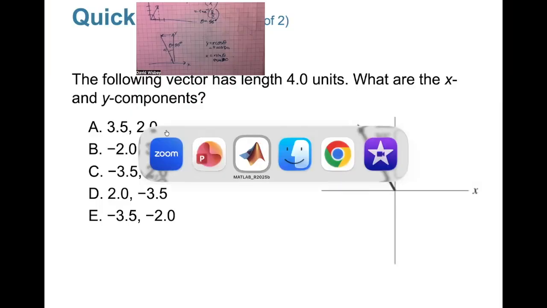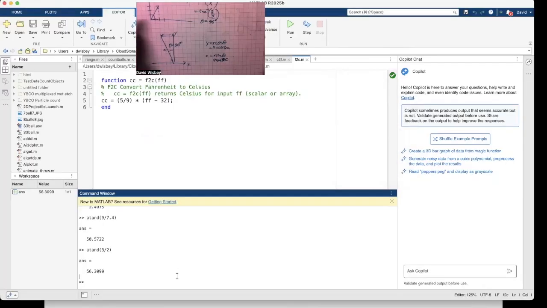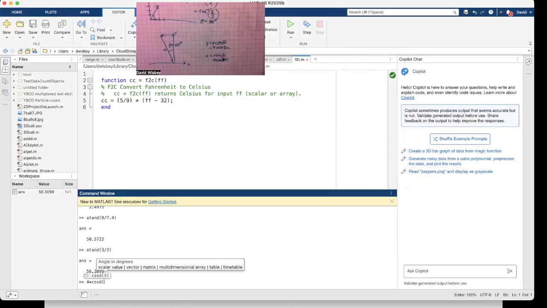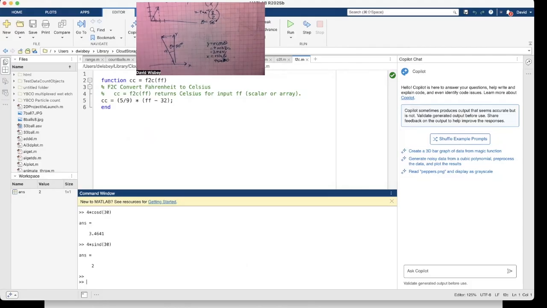Okay, so MATLAB, here we go. I'll do the y component first. It's going to be 4 times cosd of 30. That gives me, for my y component, 3.4641. And then for my x component, we said sine, and I put the d there so that it's in degrees. And I get an answer of 2.